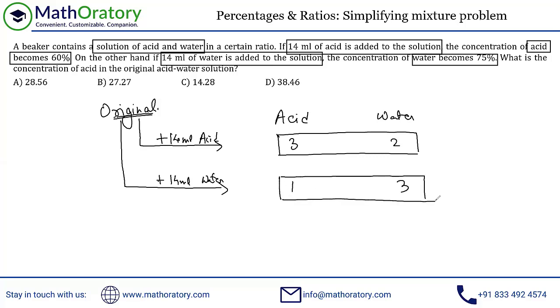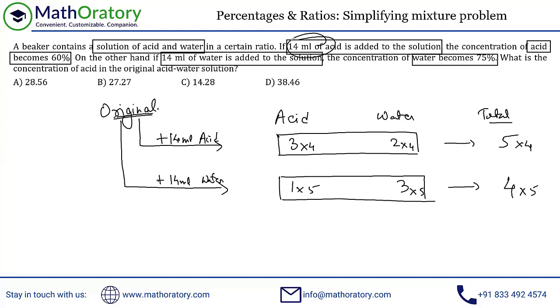Now, as I said, we have to make the total volume equal in both of these. So let us work with these numbers to begin with. We have 3 and 2, so that is a total of 5. We have 1 and 3, so that's a total of 4. So let me just make these two equal. In order to make these equal, I need to multiply by 4 here and by 5 here. So I multiply 4 here and 4 here, 5 here and 5 here, right?